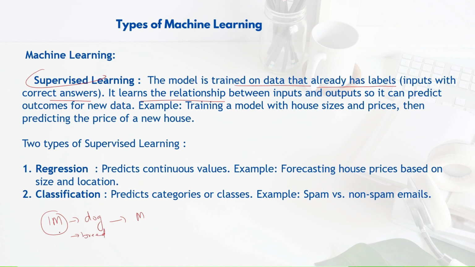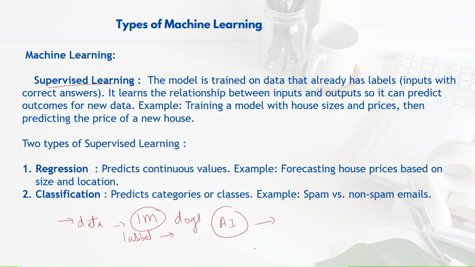So I will label each of the images of the dogs and I'll give it to the machine, and the machine will learn. My AI system will learn depending on the data that is provided, and I've labeled each and every data. So the machine will then read from all this data that I have provided. And after that, when I give an image of a dog without any label, it will be able to predict what breed this dog belongs to. That is how supervised learning works.